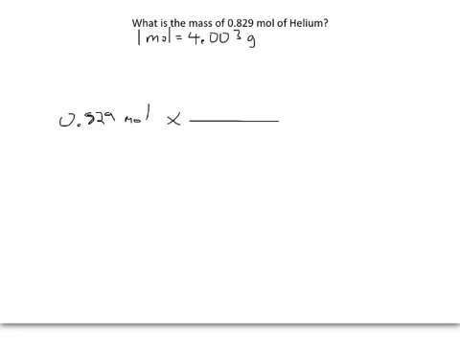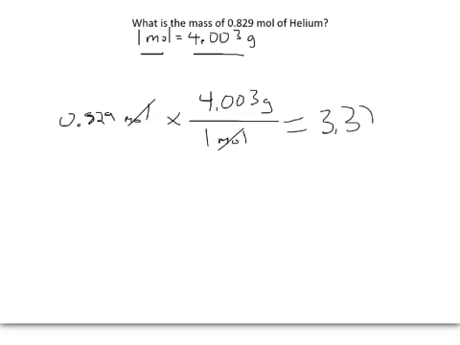And then for my conversion factor, I want the moles to go in the denominator so that it'll cancel with the moles that I have in the unit I'm trying to convert, and then so 4.003 grams will go in the numerator. So I have 1 mole. So the moles will cancel. I'll be left with grams. And when I multiply that out, my answer is 3.32 grams.